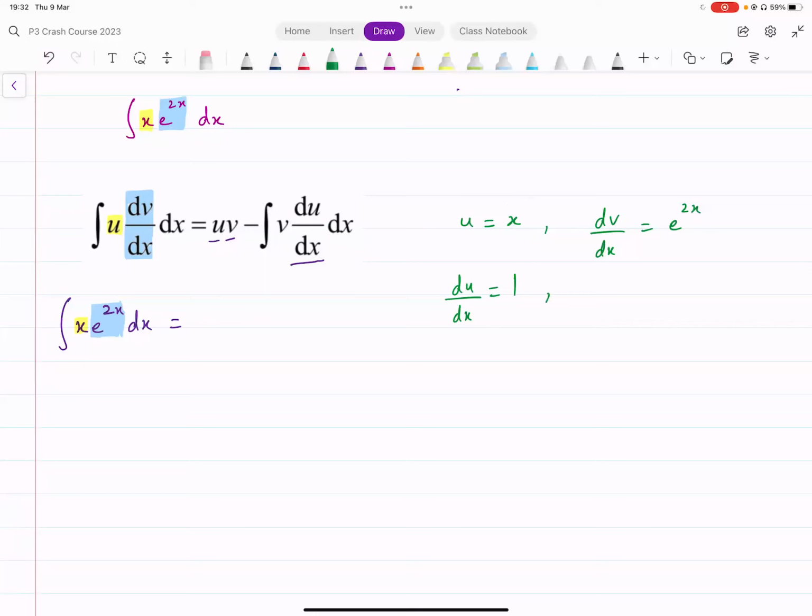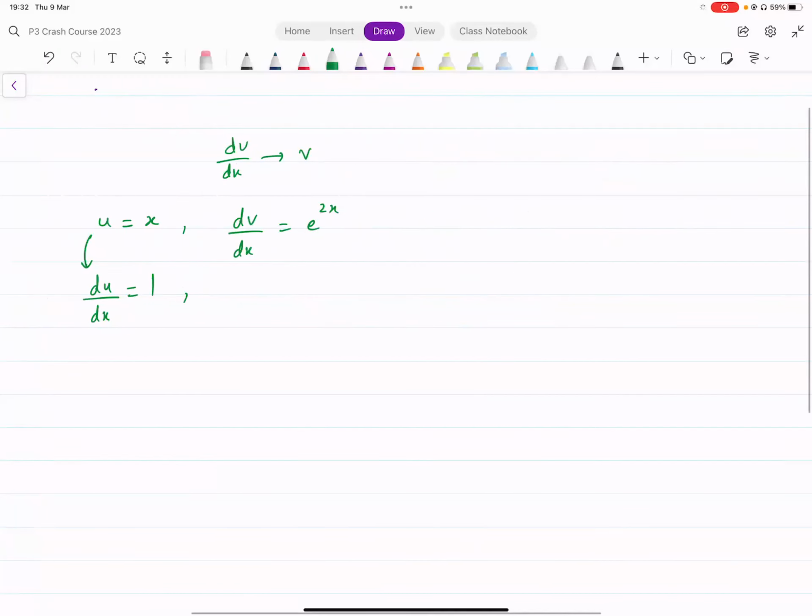And the second thing that we need is v. We have dv over dx. How do we go from dv over dx to v? We have to integrate. So in order to go from u to du over dx, we had to differentiate. In order to go from dv over dx, we have to integrate. So let's integrate this with respect to x. That would give us v.